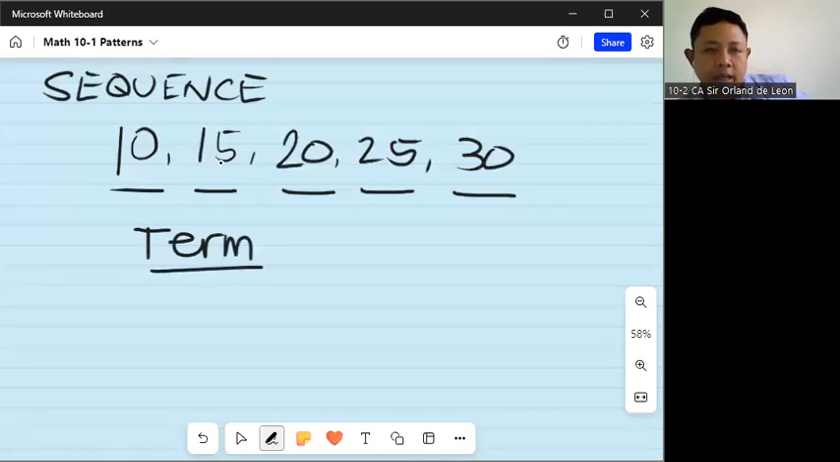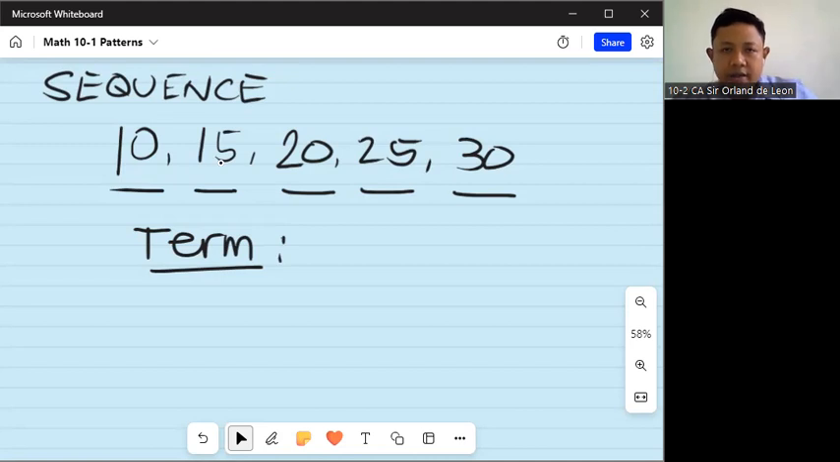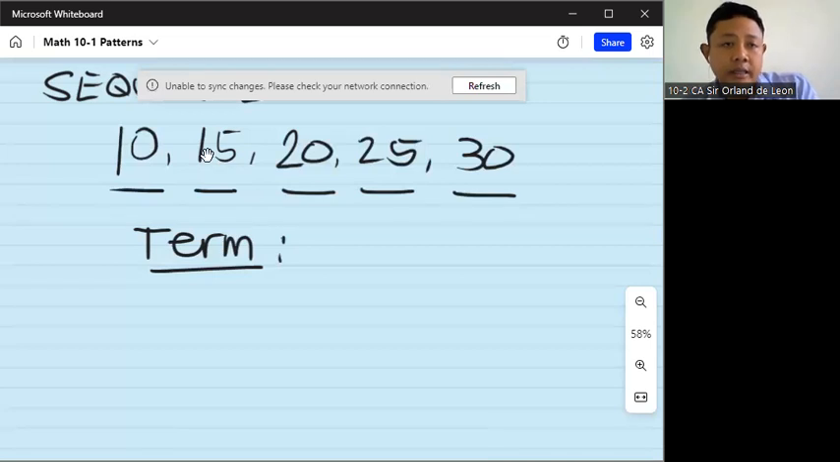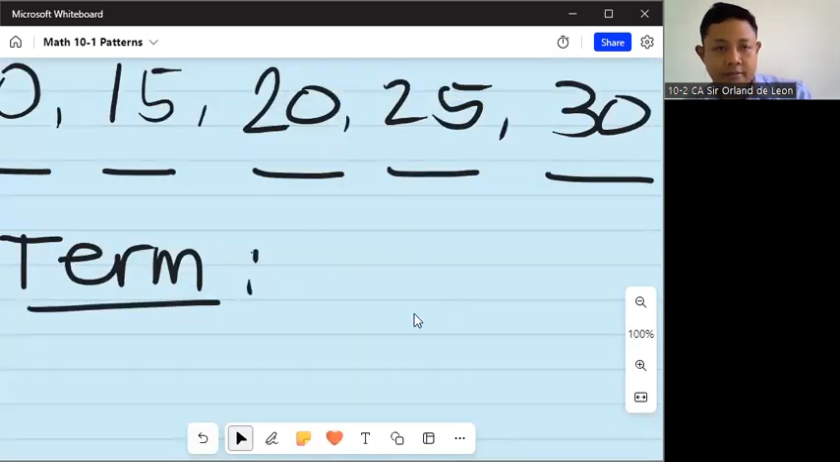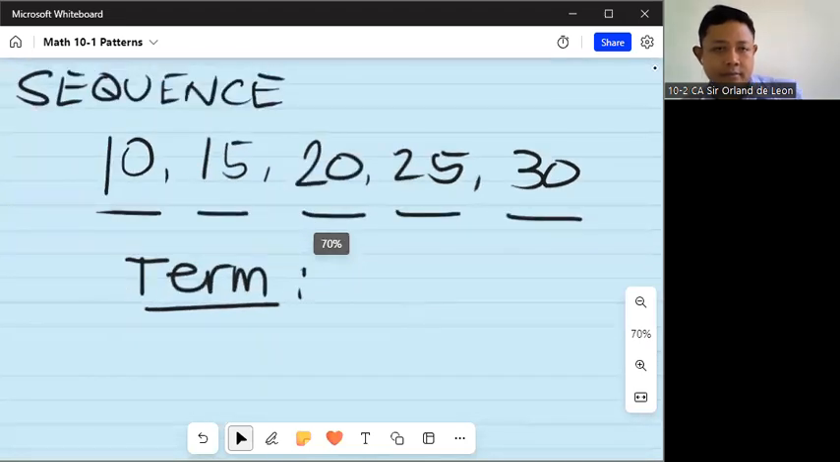Okay, so therefore, in this sequence, how many terms are there? Raise your hand if you want to answer. In this sequence, how many terms are there? Yes, Lawrence. 5 po. There are 5. What are those 5 terms? Say them, please. 20, 25, 30. Okay, very good. So 10, 15, 20, 25, and 30. Those are the terms in this given sequence. So therefore, we have 5 terms here.